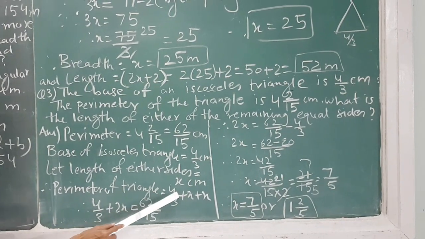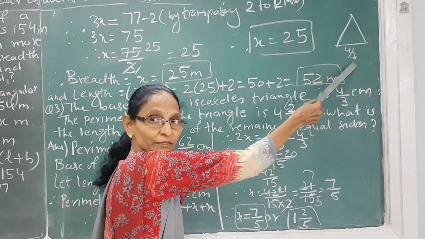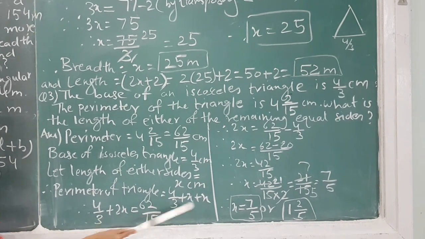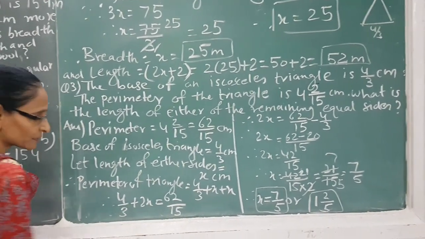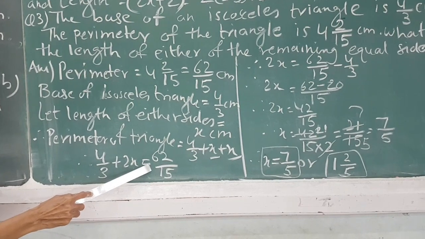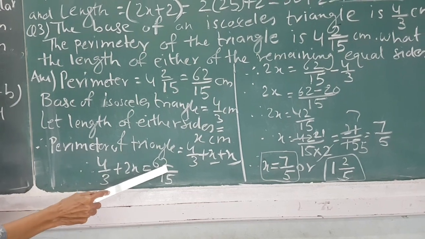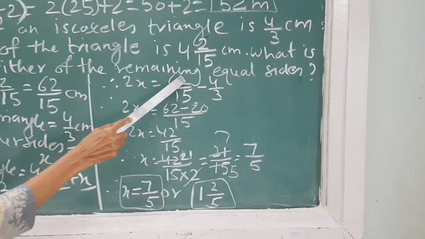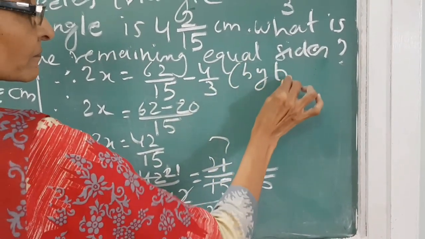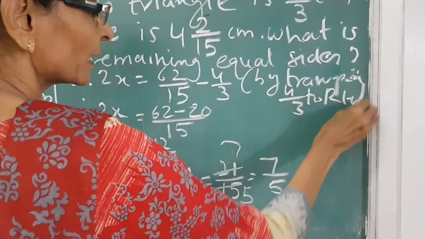Therefore perimeter of the triangle is equal to the addition of all the sides. So x plus x plus 4 upon 3, that will be the perimeter. Now x and x are like terms, so it will be 2x. 4 upon 3 plus 2x is equal to, what is the perimeter? 62 upon 15. It is already given. Therefore 2x is equal to 62 upon 15 minus 4 upon 3, by transposing 4 upon 3 to RHS. Clear?